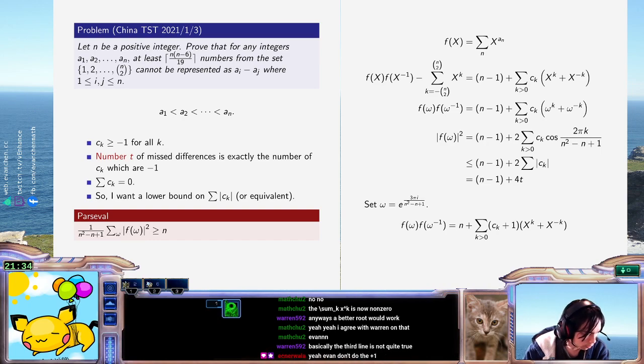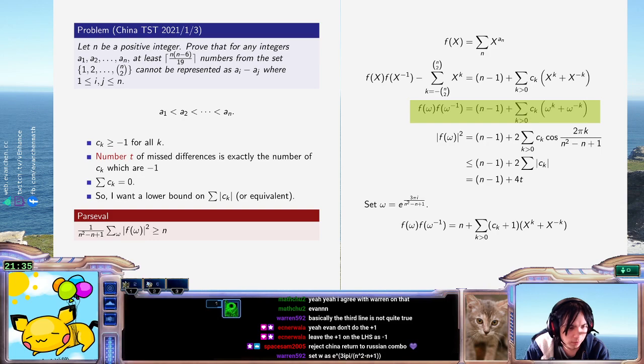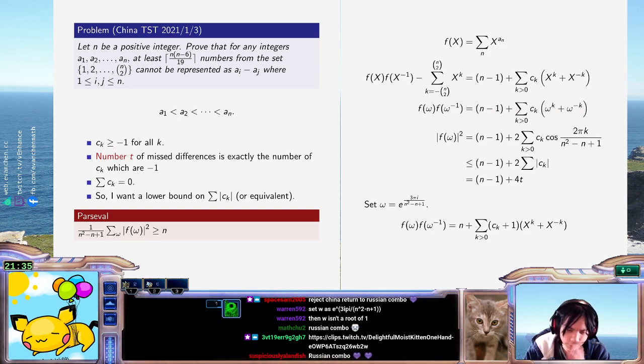The sum x to the k... I didn't do the plus 1. The third line is not quite true. With this thing? N squared... Omega isn't a root of... Oh! Omega is not... Oh, I'm so stupid. I see. Okay, I understand. This is not a root of negative 1.